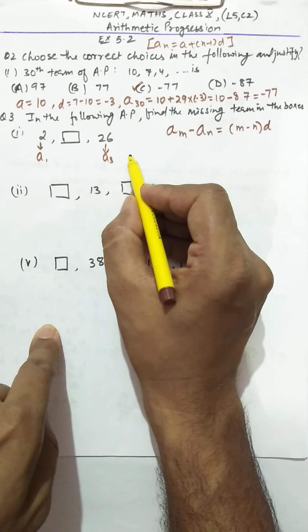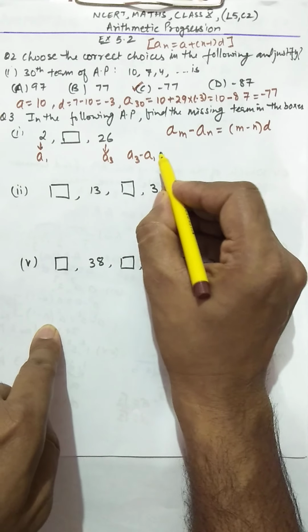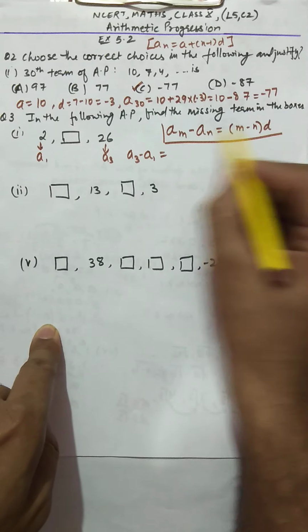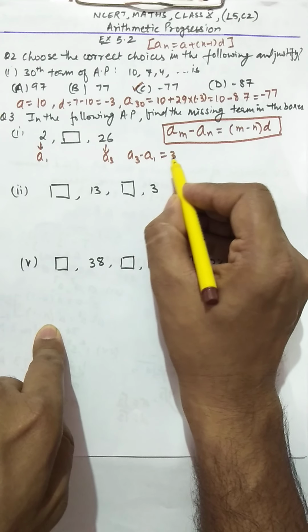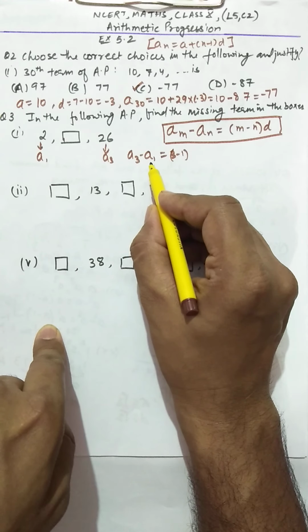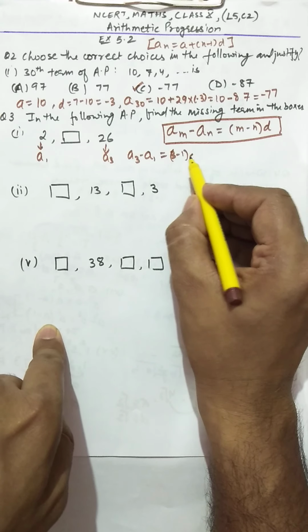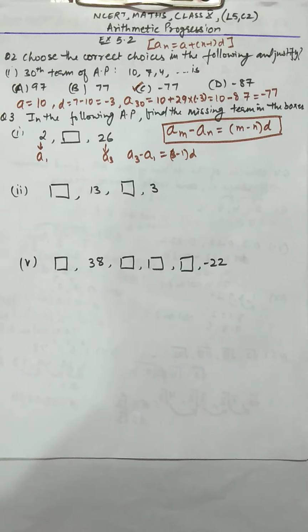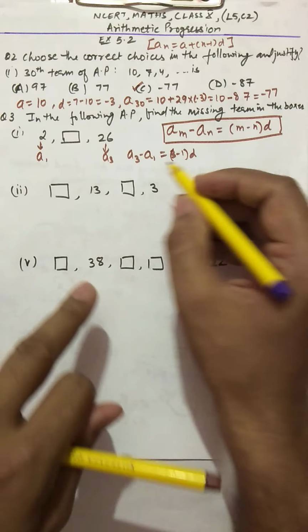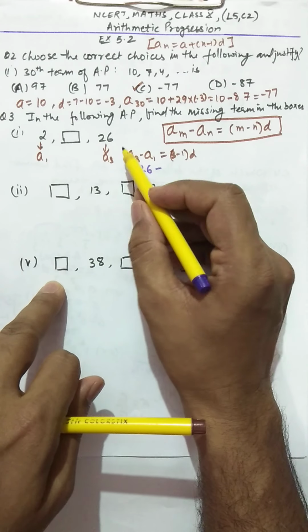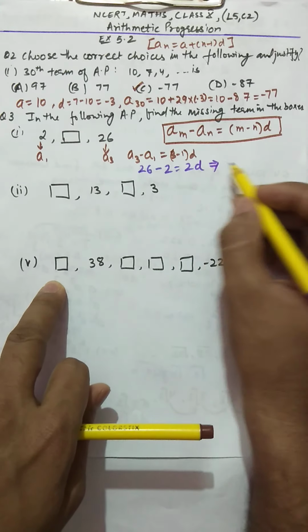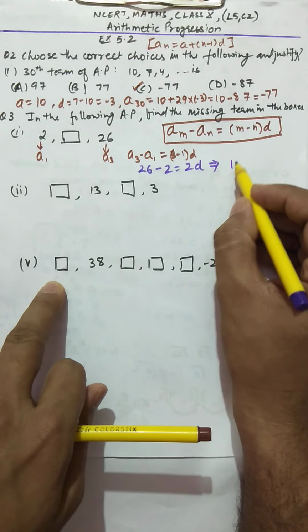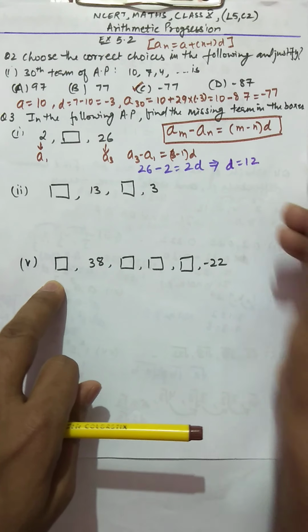So if I find a3 minus a1, according to this formula, I am putting this into the box. This is going to be 3 minus 1, because m is 3 and n is 1, so 3 minus 1, into d. Now you can put all the values that you have. a3 is 26 and a1 is 2, and this is going to be 2d. So you can see from here you will get the answer. This is 24 divided by 2, so d is going to be 12.